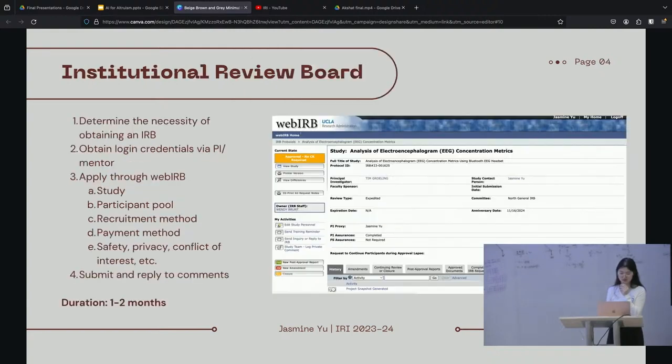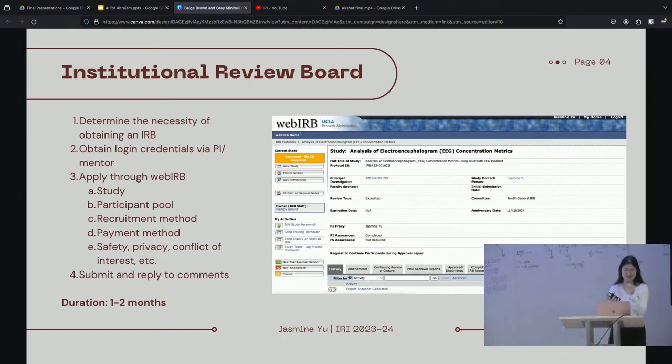So I know some of you might be doing the IRB for next year, I've been told. So I was told to do a short slide of what the IRB is and how you do it. So basically, the IRB is required if you want to do experiments on humans.